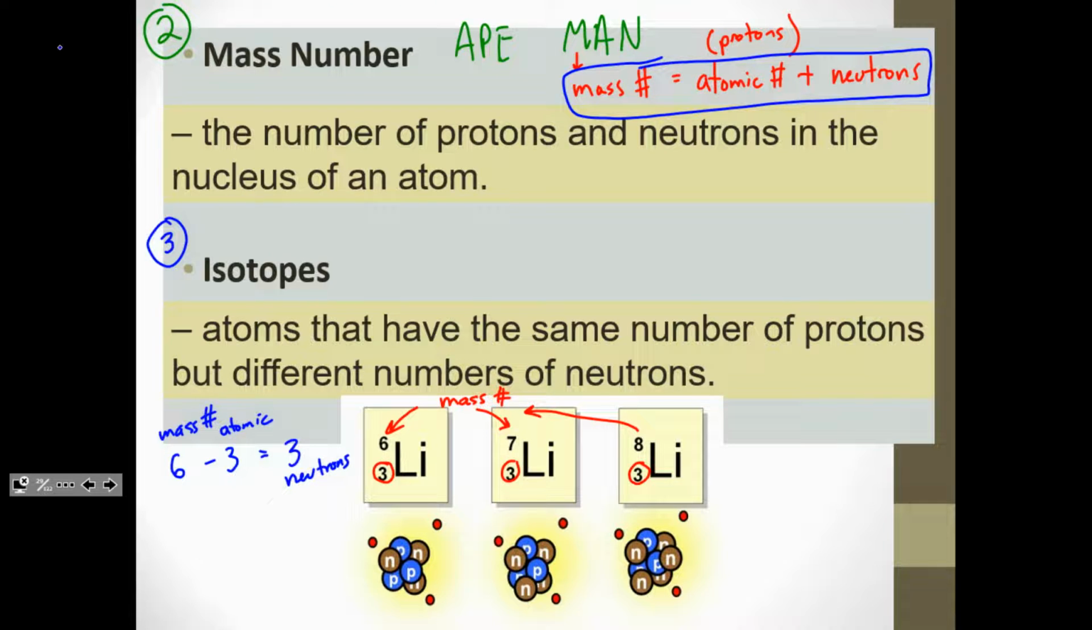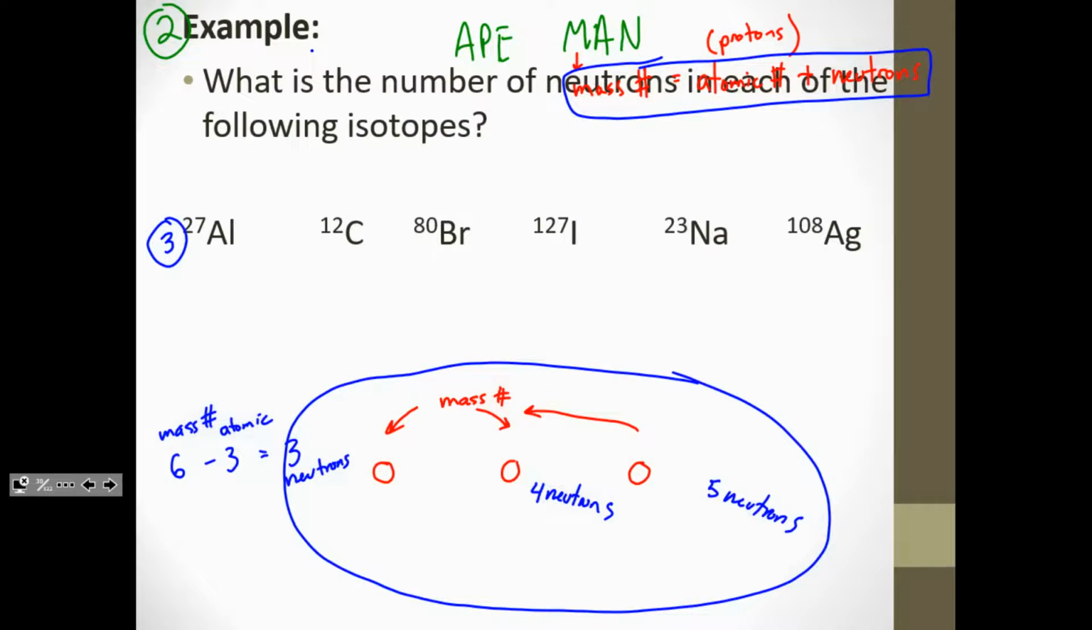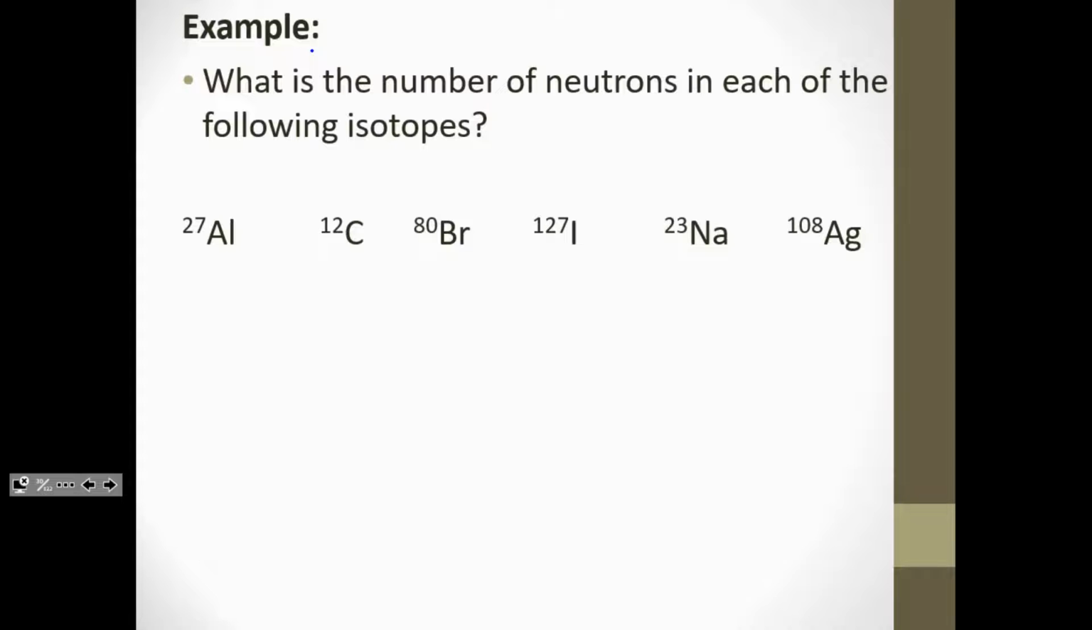And so if I did the same for these, I would have 4 neutrons and 5 neutrons. And what we would say is that these three have the same number of protons but different number of neutrons. These are all isotopes of the same element. So let's go ahead and put that into play.